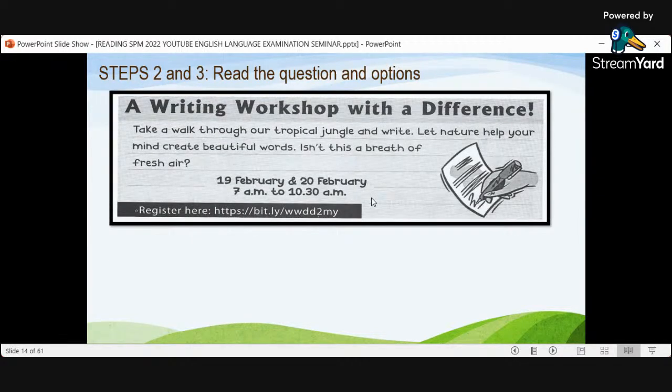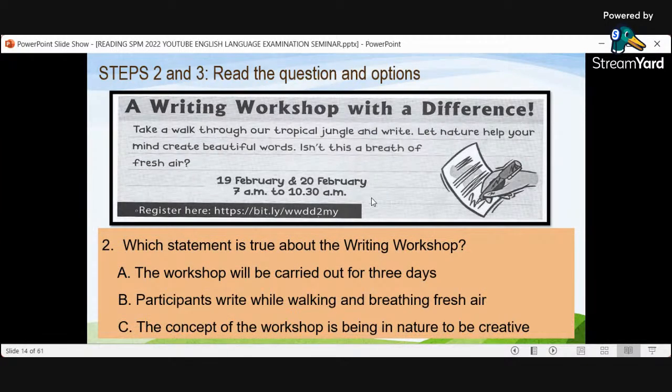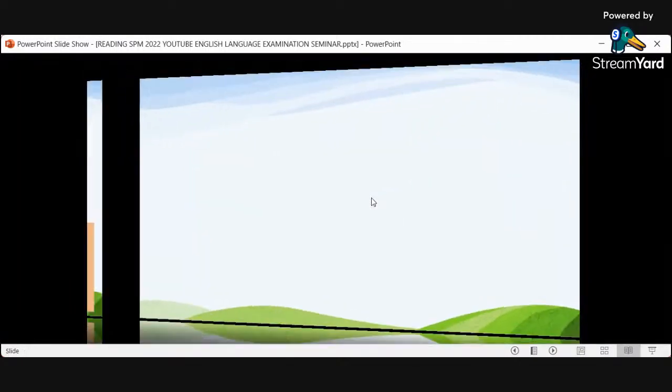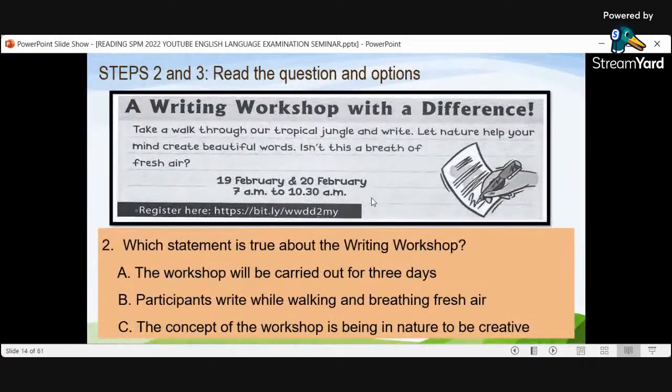This is another sign or label or advertisement. The question is, which statement is true about the writing workshop? So I need to find out what is true. Let me go back to this one. The three options are: the workshop will be carried out for 3 days; participants write while walking and breathing fresh air; and the concept of the workshop is being in nature to be creative.